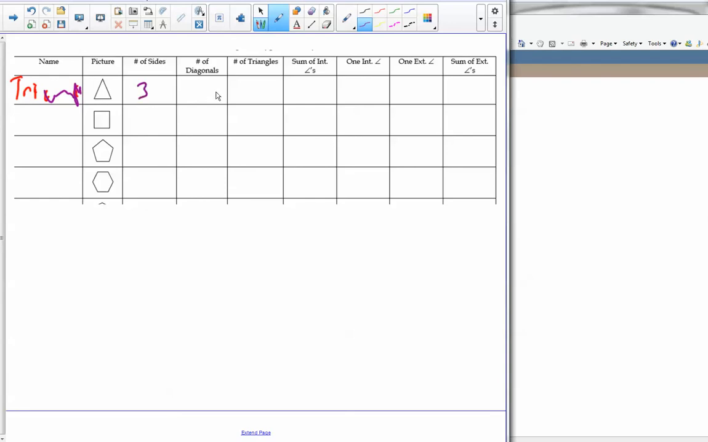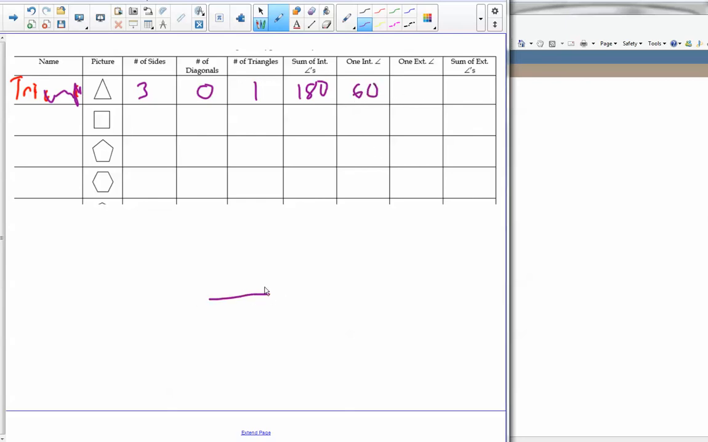3 sides, 0 diagonals, 1 triangle. So sum is 180. Okay. 1 interior angle. These are regular. So I'm going to take my sides and divide it into my sum. So that's going to be 60. This is an equilateral triangle.